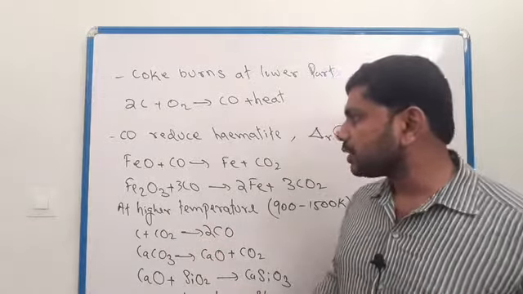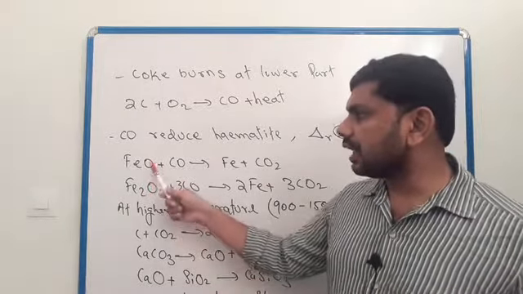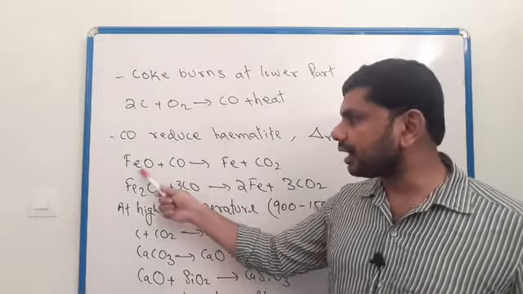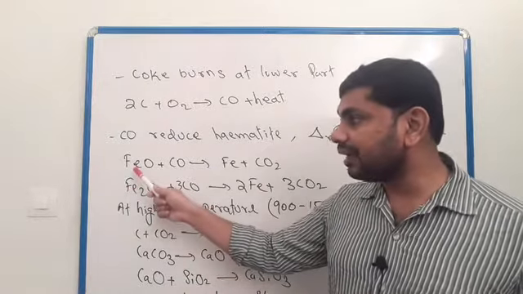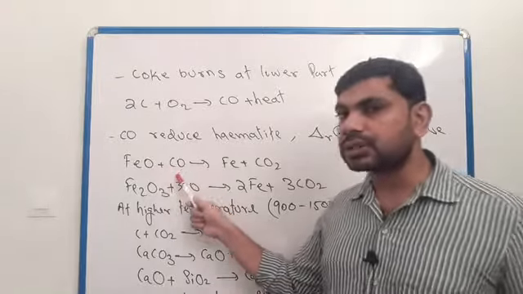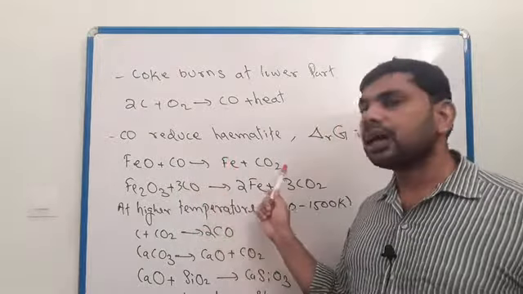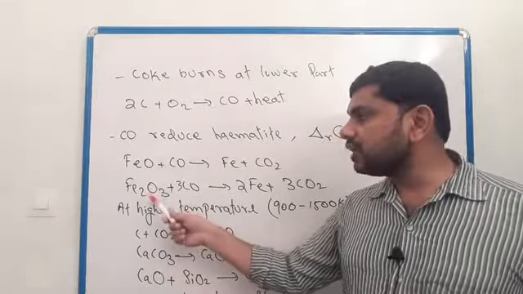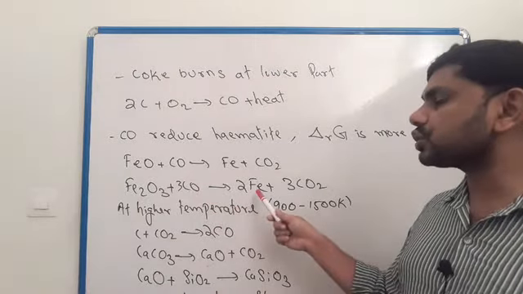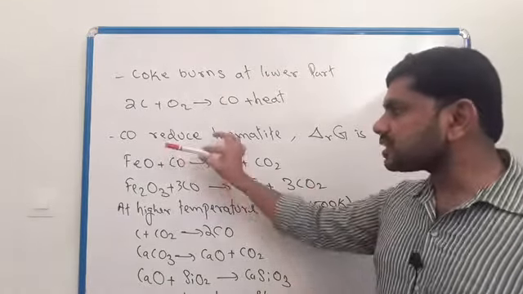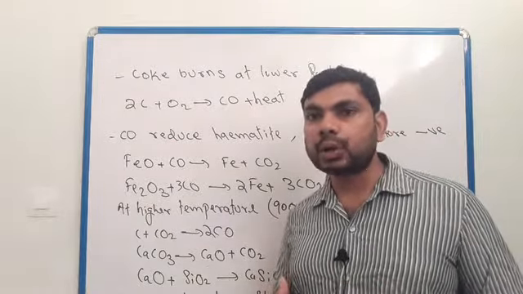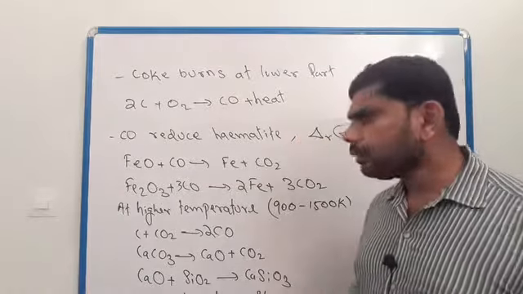Clear? So here these are the iron oxides. In the ore of iron there are iron oxides, FeO and Fe2O3. FeO in presence of carbon monoxide changes to iron and carbon dioxide. Similarly, Fe2O3 in presence of carbon monoxide also changes to iron and carbon dioxide. These are the chemical reactions for reduction of hematite, reduction of iron oxide to iron. Clear?